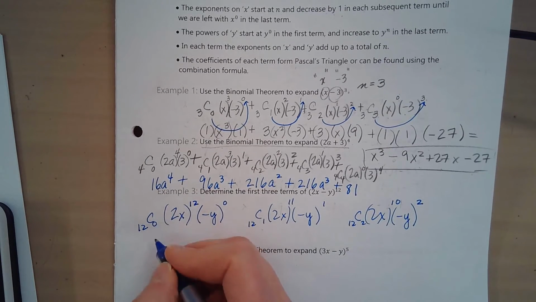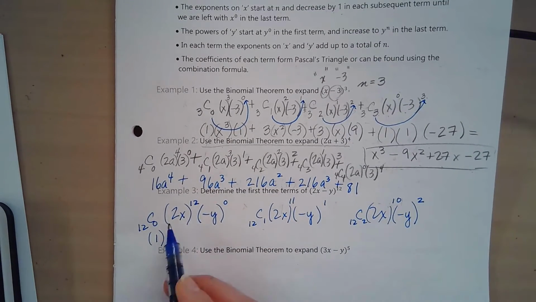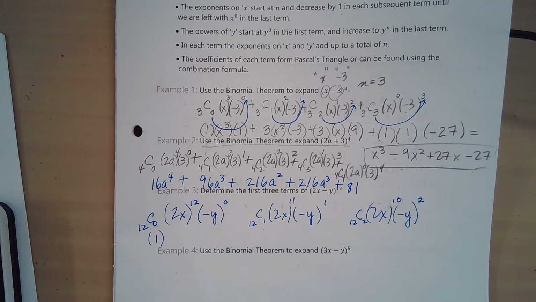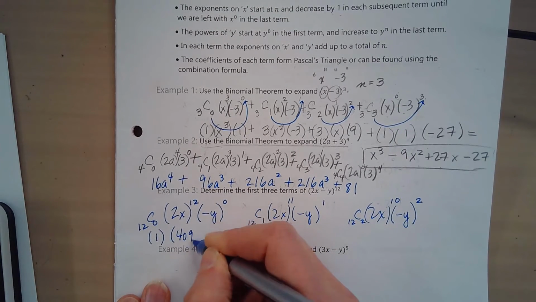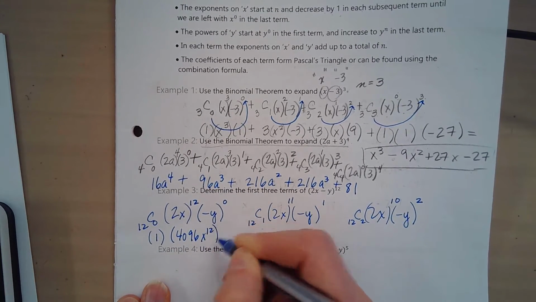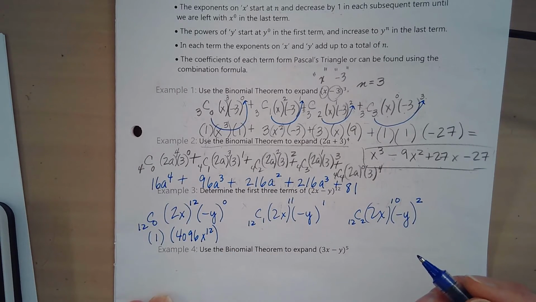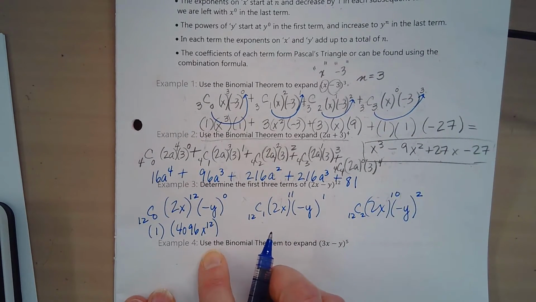Know this coefficient is going to be a 1. Okay. 2 to the power 12 is 4096 x to the 12. And this is just 1, right? So I'm going to ignore that. So that's my first term.